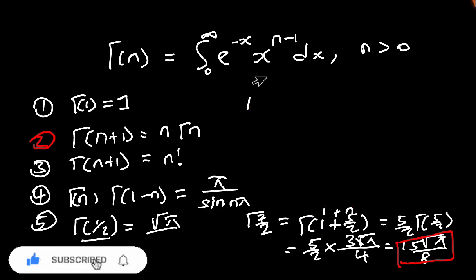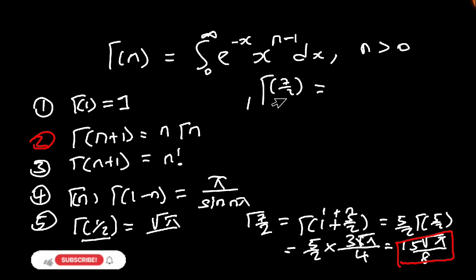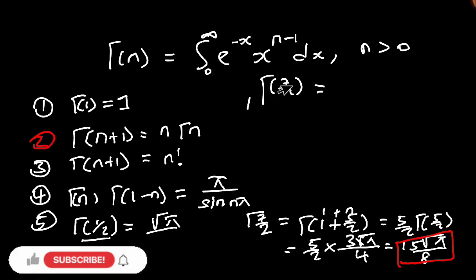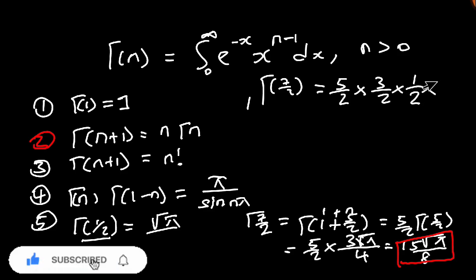So we have gamma 7 over 2. Now the easiest way to do this is to subtract 1 from 7 over 2 and then start with it. 7 over 2 minus 1 is equal to 5 over 2. Then multiply by 5 over 2 minus 1, which is equal to 3 over 2. Then multiply by 3 over 2 minus 1, which is equal to 1 over 2. Once you arrive at this 1 over 2, you multiply everything with root pi.